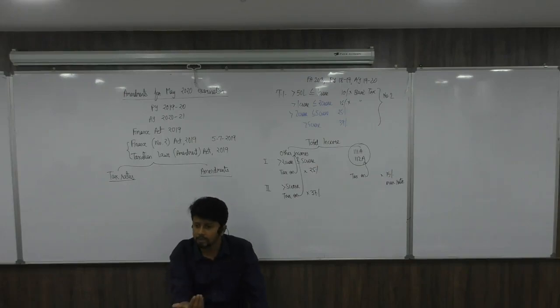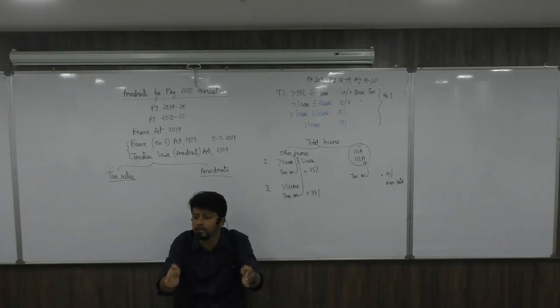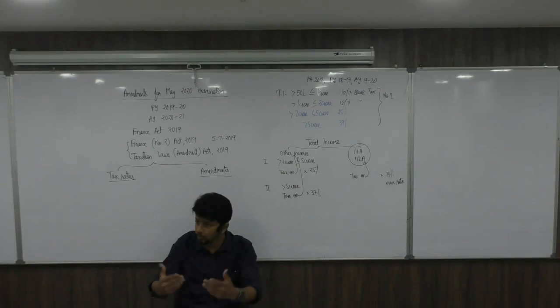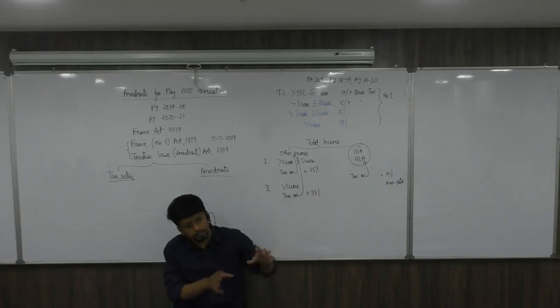2019. What's our previous year now? 1920. So 1st April 2019, start of the previous year, to 4th July 2019, Budget ke ek din pehle, you received some money. No consideration, gift. Then 5th July 2019, budget wala din, up to end of the year, you received some money.